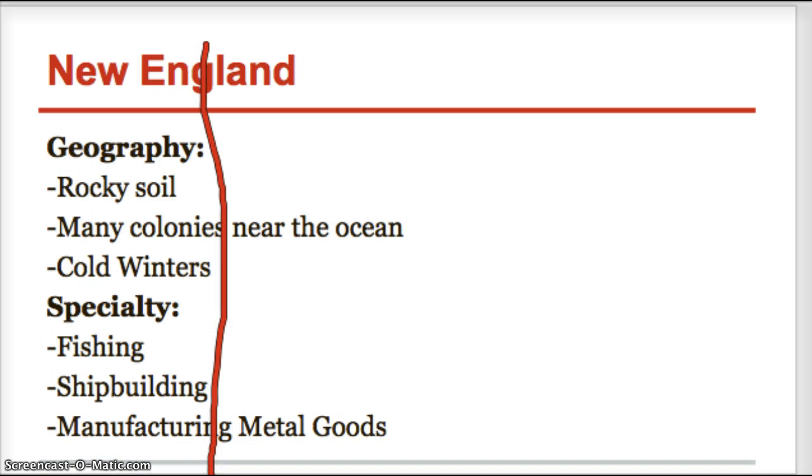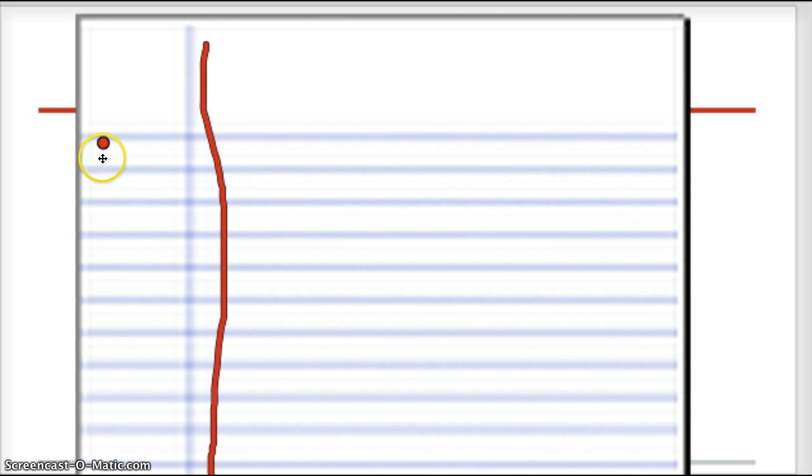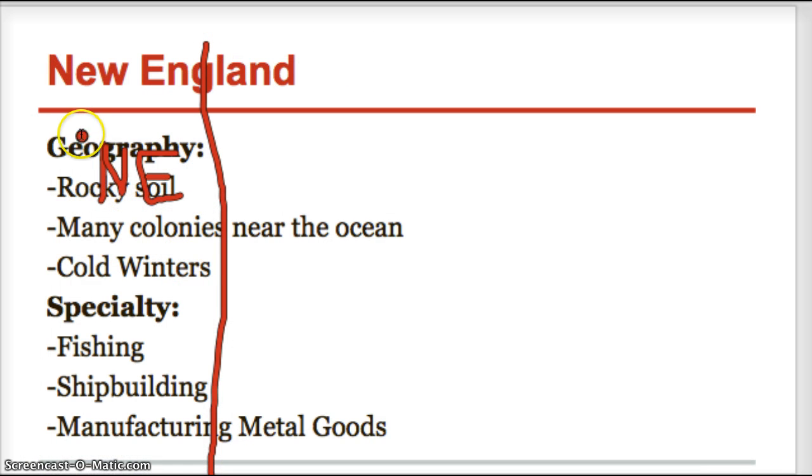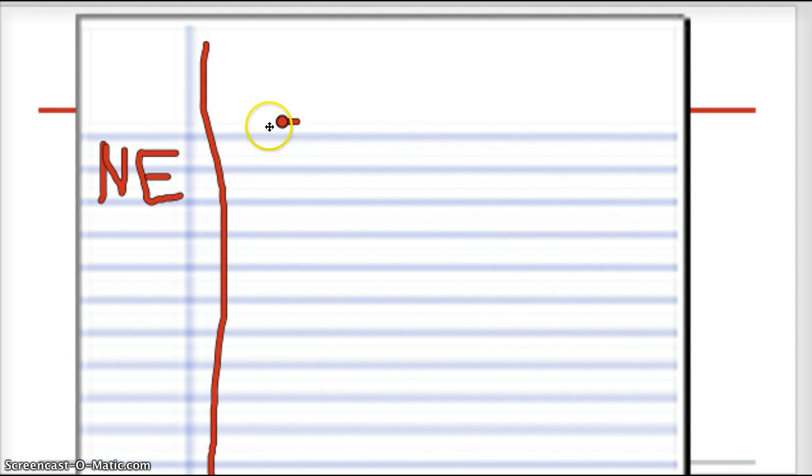So if we go down to New England, we are going to write New England over here. You need to write it all out because you'll have more room than me. And it needs to be in the lines and neat. Then we have geography. So over here we'll write geography and all 3 bullet points under geography.